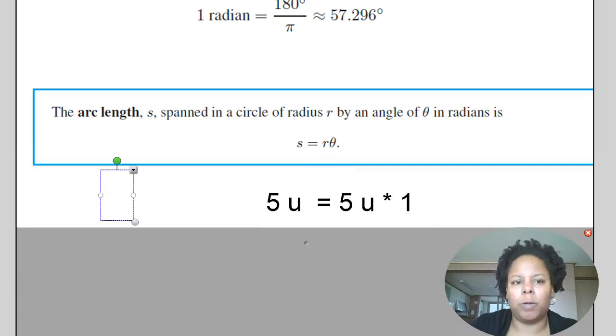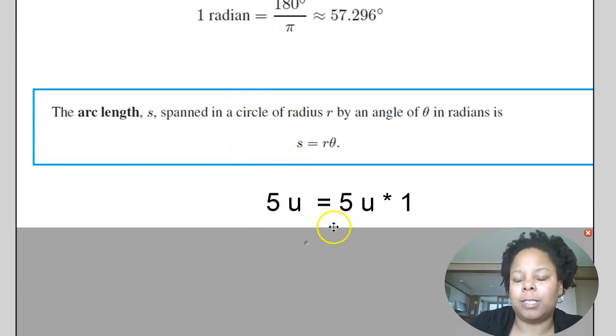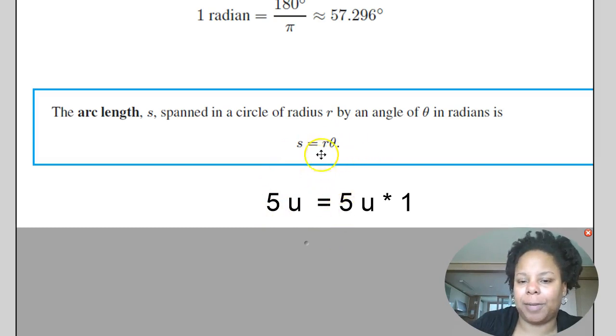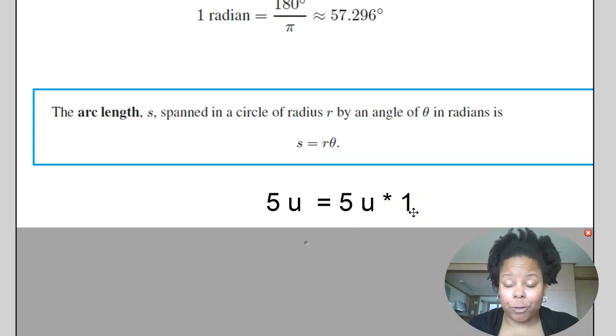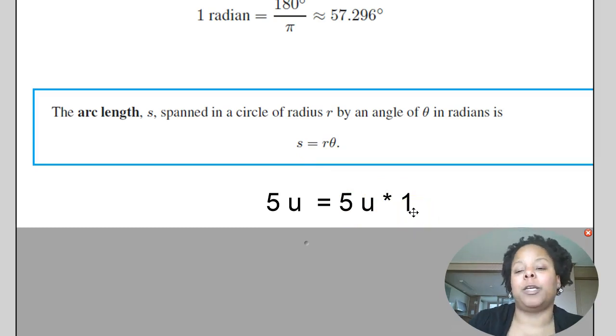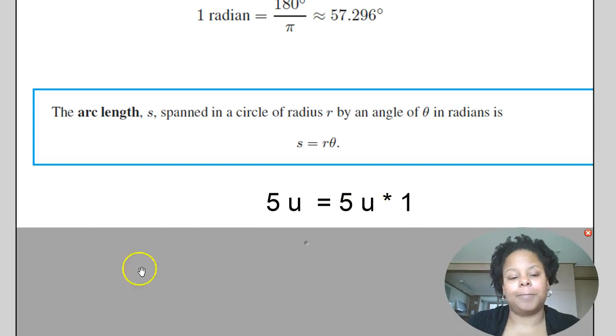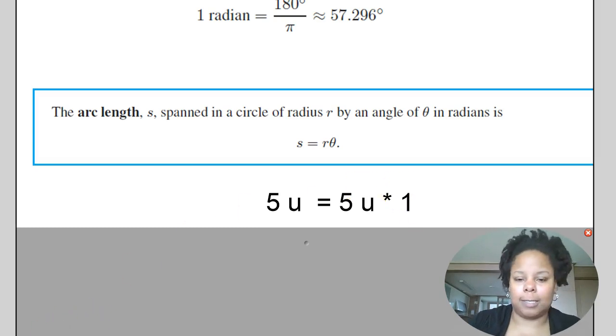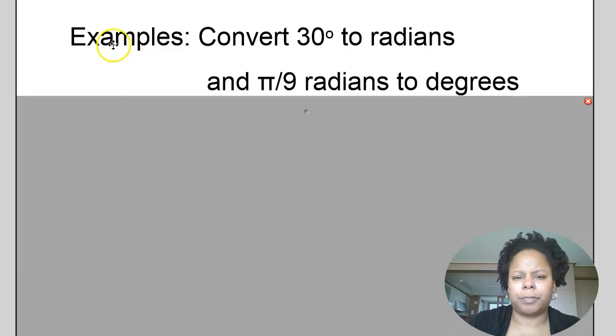So if you recall, in the example we had an arc length of 5 units, and we could use this relationship to explain that it would be equal to the radius, which was also 5 units, times 1. And we're not going to put a symbol like in degrees. We're going to refer to it as being 1 radian as well. And so that's consistent with what we did. Now let's take a look at some examples.